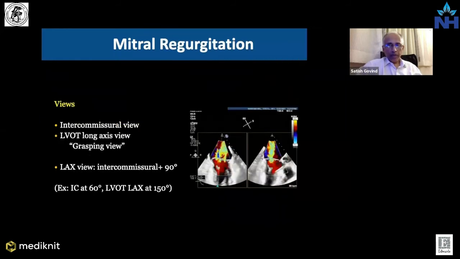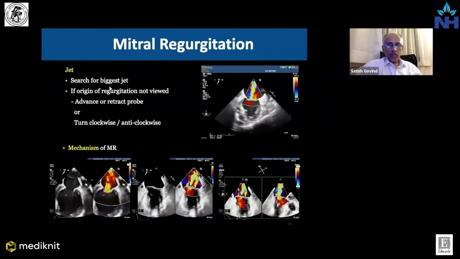Next is to look at the mitral regurgitation. Here the views again start from the intercommissural view. The next important view for the mitral regurgitation is the long axis view or the LVOT view, and this is the grasping view. The ideal long axis has to be orthogonal to the intercommissural view, so that has to be 90 degrees. For example, if you've got an intercommissural view at 60 degrees, then your long axis has to be at 150 degrees. That means you're looking at a 90 degree angle, the orthogonal view. This is something you have to keep in mind. Next is to look for the jet itself.